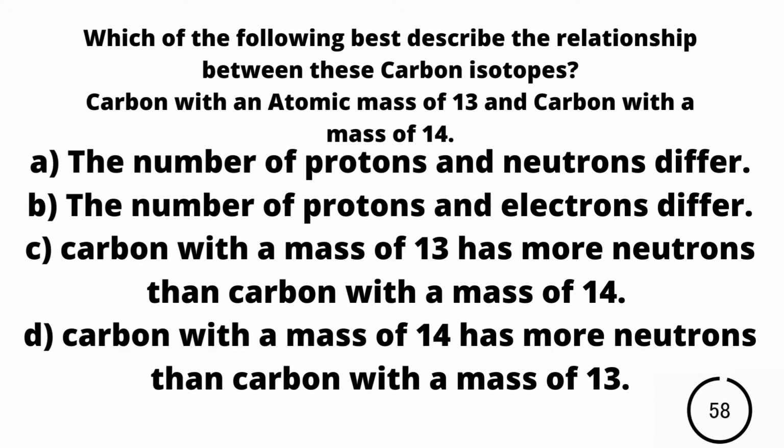Alrighty, question number 1. Which of the following best describes the relationship between these carbon isotopes? Carbon with an atomic mass of 13 and carbon with an atomic mass of 14.